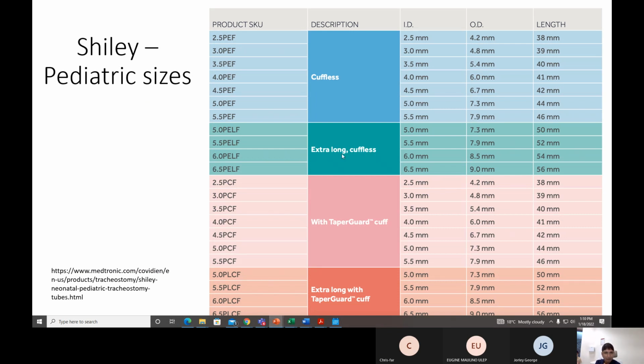sizes. They have an extra long type as well. So if you have a patient with tracheomalacia or something like that, or tracheal stenosis that you want to bypass, then you can use the extra long cuffless tubes. They also have extra long cuffed tubes as well. Sometimes the standard ones are too short for that patient. Say there is an obstruction closer to the lower end of the trachea, and you want to bypass it, then you can use the extra long ones.